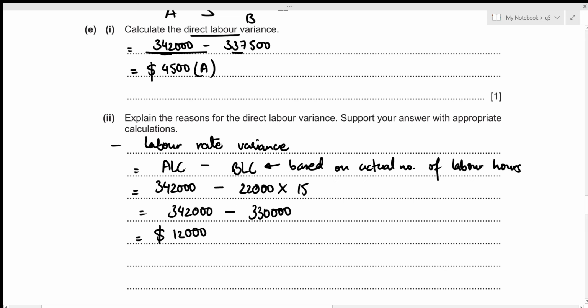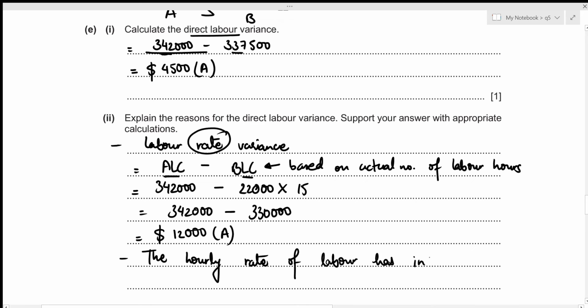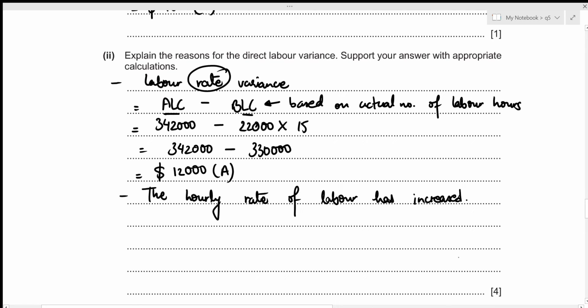Again, in this case, we can see that the actual cost is greater than the budgeted cost, which means that this obviously results in an adverse condition, right? And we're talking about rate variance. If this is an adverse condition, this just means that the hourly rate of labor has increased. Let's write it down. The hourly rate of labor has increased. Now we figure out our rate variance. The next thing would be to figure out the efficiency variance. So that's labor efficiency variance.